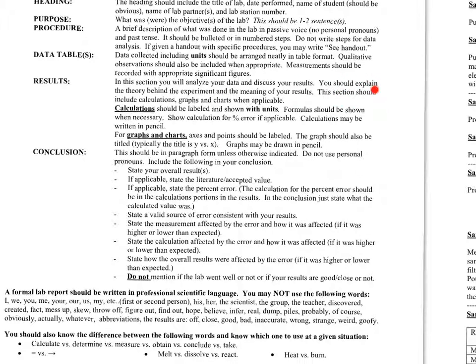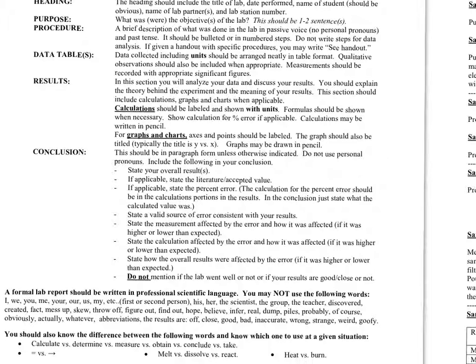It says you should explain the theory behind the experiment and the meaning of your results. This section should include calculations, graphs, and charts when applicable. If you do have calculations, your calculations should be labeled. What are you calculating? If, for example, you collected volume and mass and you're calculating density, make sure you write density is equal to mass over volume. So it should be labeled.